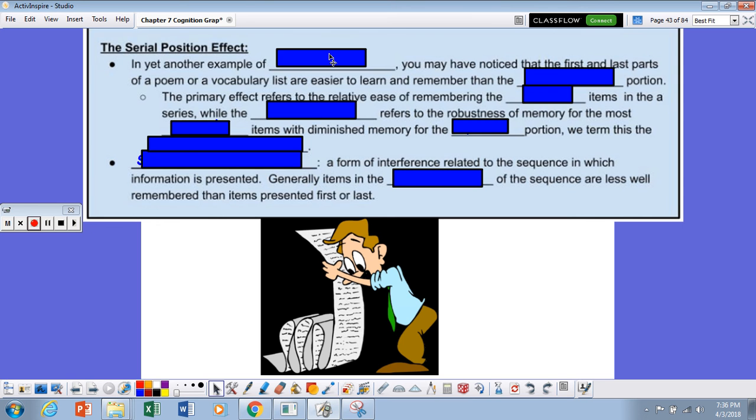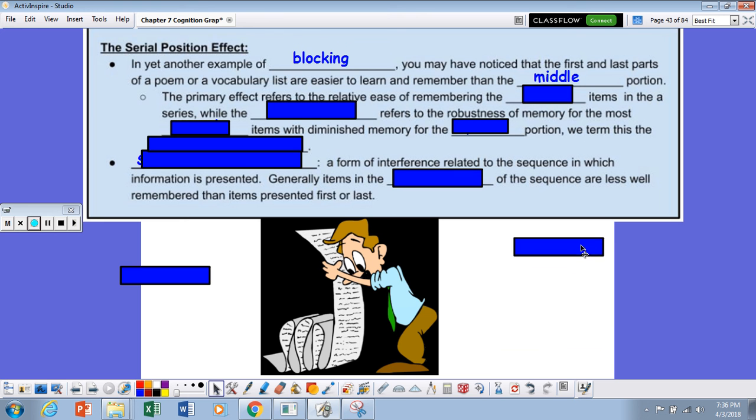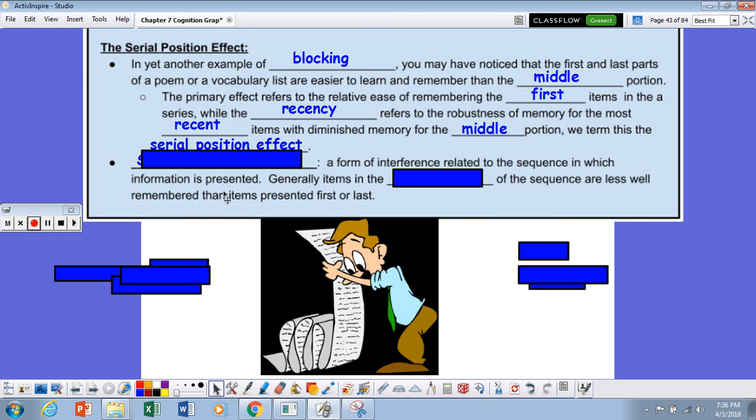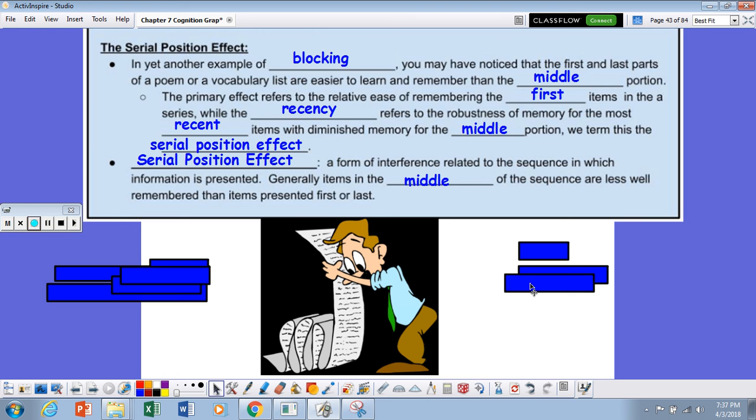Serial position effect. This is another example of blocking, and if you've ever had a long list of items that you have to remember, there's a pretty good chance that you will remember the first and the end, but you'll have trouble with the middle portion. The primacy effect refers to the relative ease of remembering first items in a series, while the recency effect refers to the robustness of a memory for the most recent items, with a diminished memory for the items in the middle. And hence the serial position effect is what it is. This is a form of interference related to the sequence in which information is presented. Generally, items in the middle of the sequence are less well remembered than items at the beginning or the end.